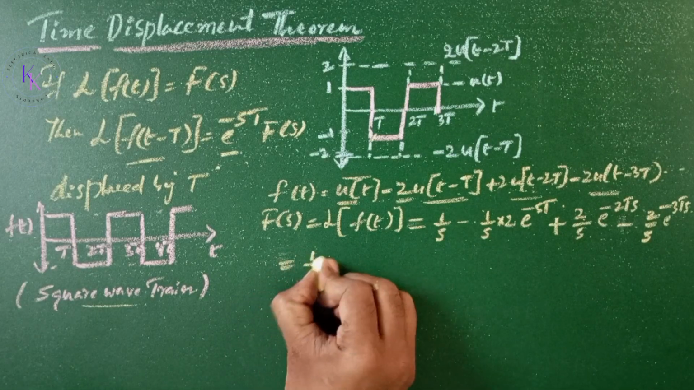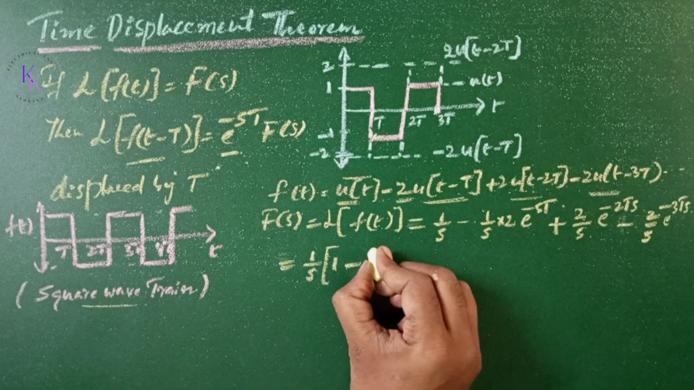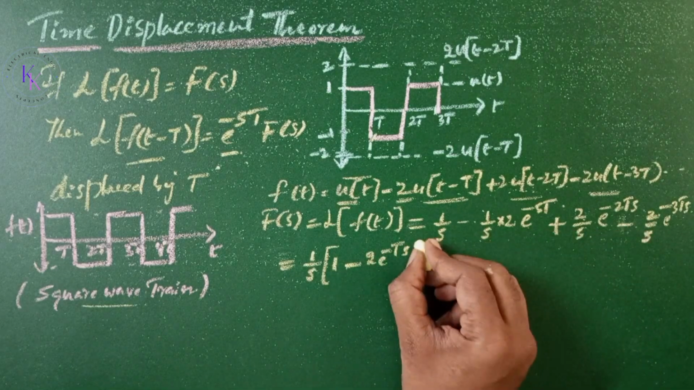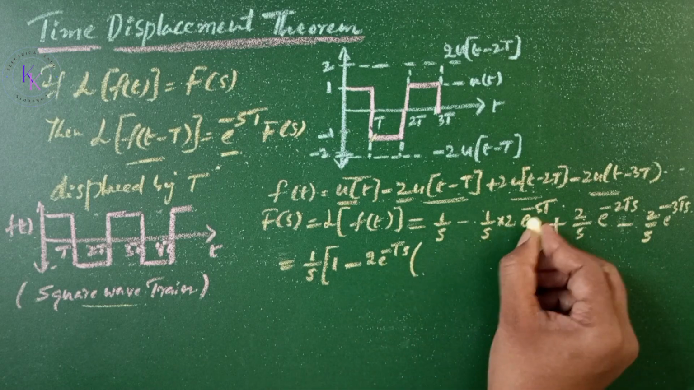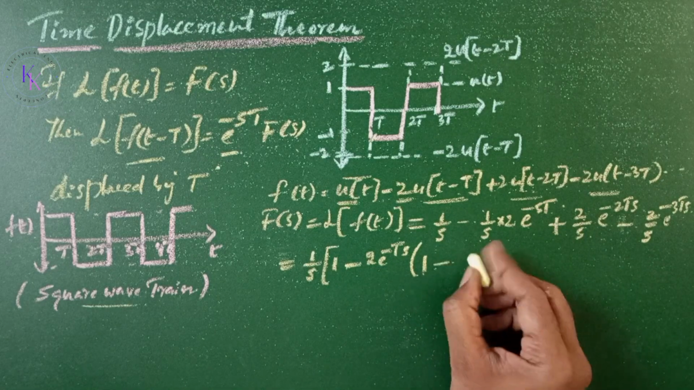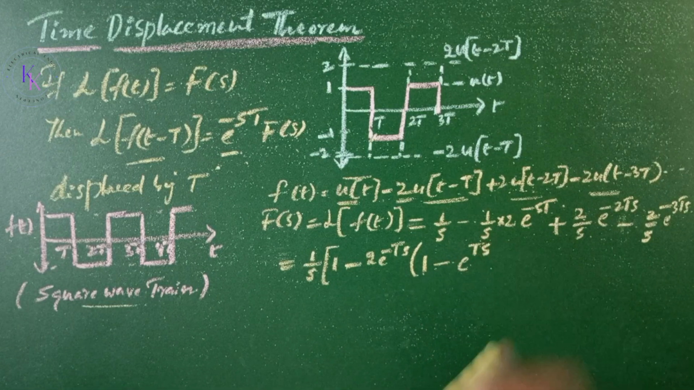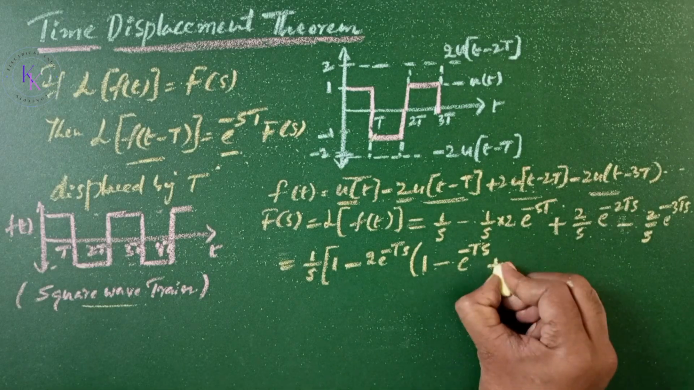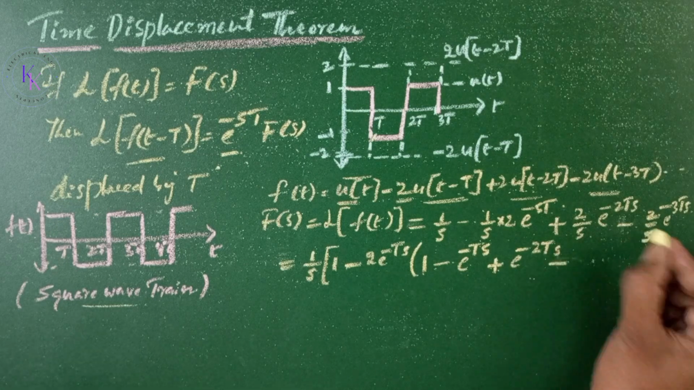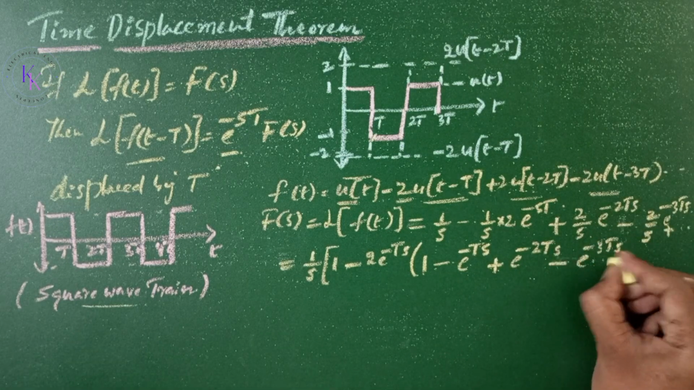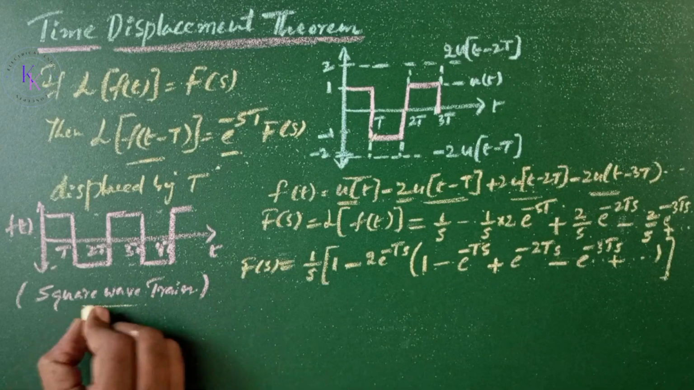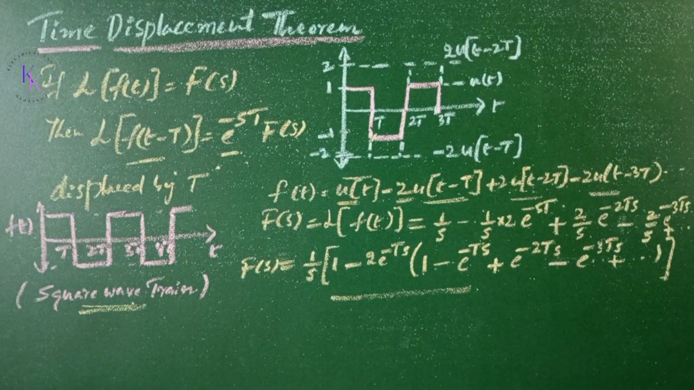Now taking 1 by s common, we will be getting 1 minus 2 e power minus sT. Again you can take this common here, then minus 2 e power minus sT by s is also there, so 1 minus 2e power minus sT plus 2e power minus 2sT minus 2e power minus 3sT, plus, and so on. This is the Laplace transform of a square wave train by using the time displacement theorem.